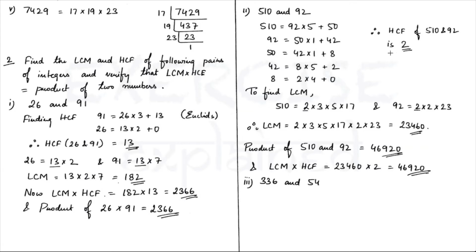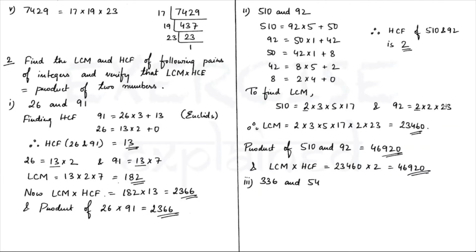Now what we need to do is to find the LCM of the two numbers. So for finding the LCM, I write down the prime factors for 510. The prime factors for 510 happen to be 2 into 3 into 5 into 17, and for 92 they happen to be 2 into 2 into 23.